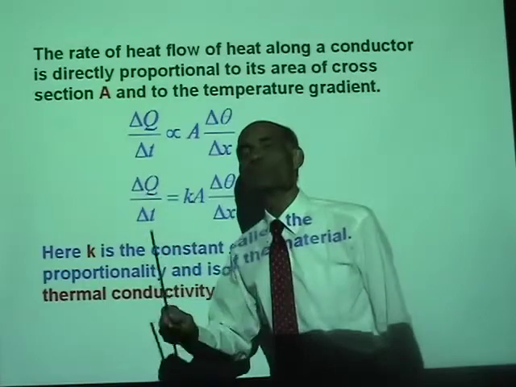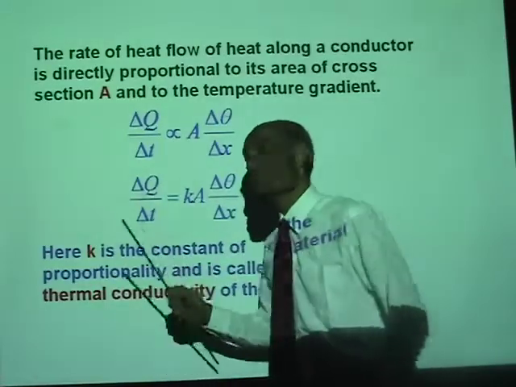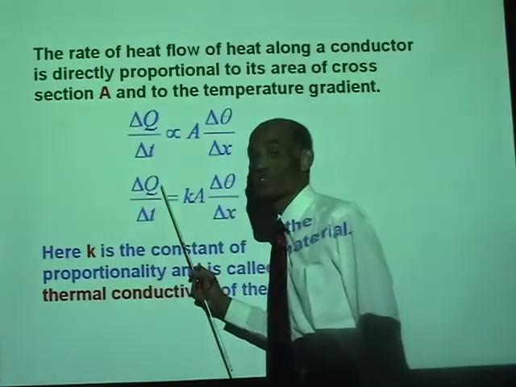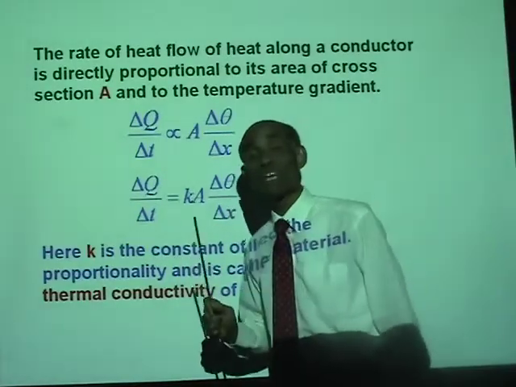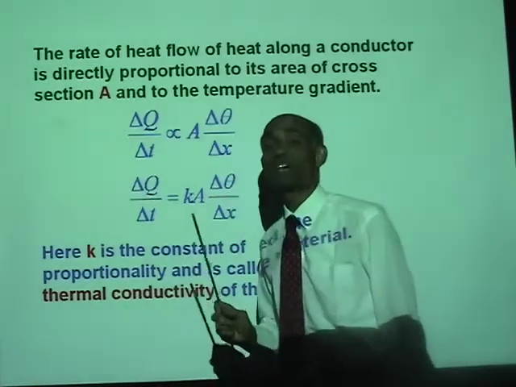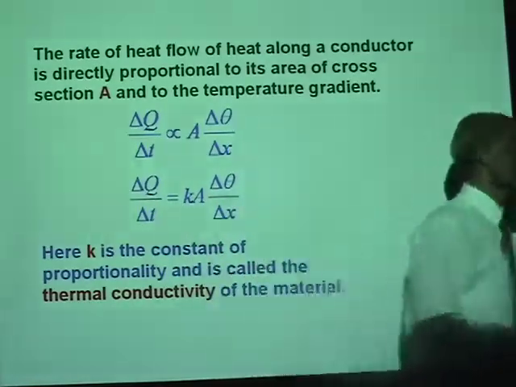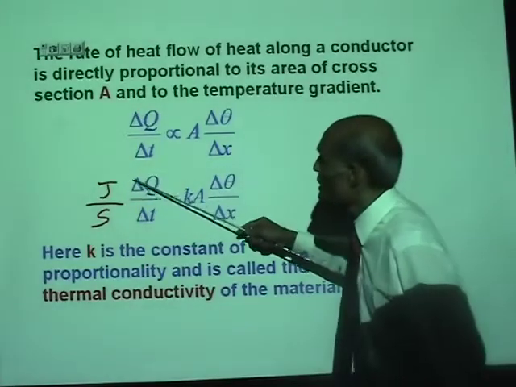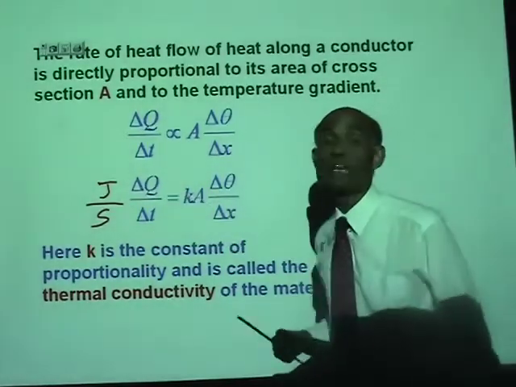What is the unit in which heat is measured? Delta Q, that's a measure of heat. Heat is measured in joules. Time is measured in seconds. So delta Q by delta T is measured in joules per second. Let's write that down. Delta Q by delta T is measured in joules per second. Alright? So, the rate of flow of heat.